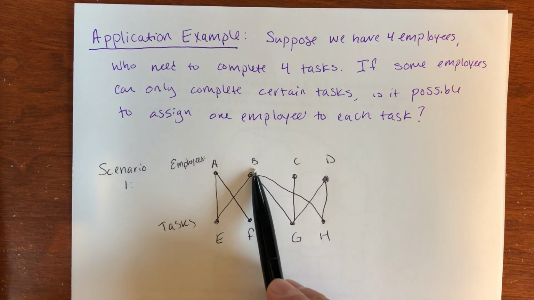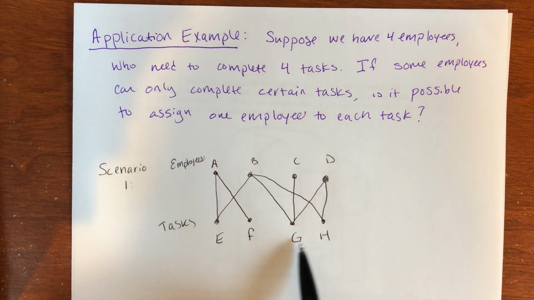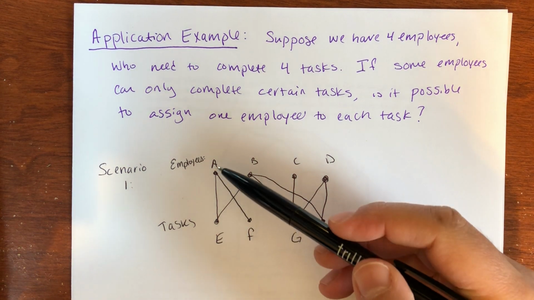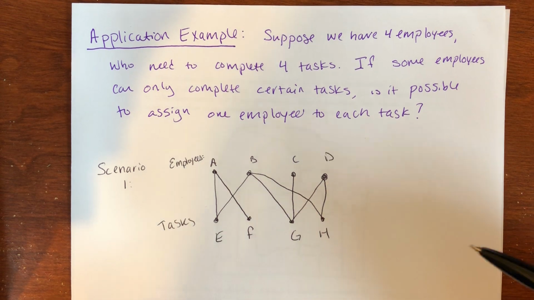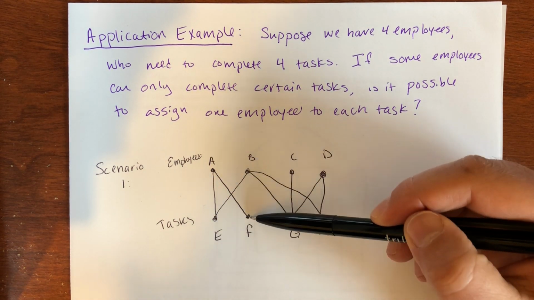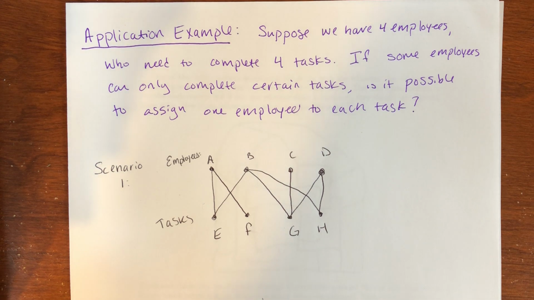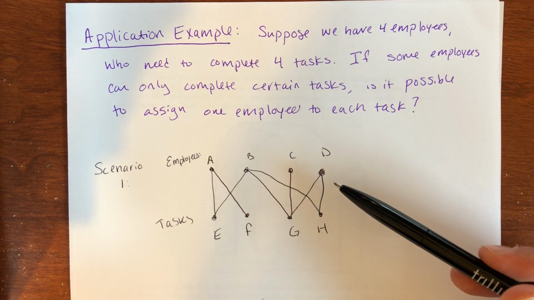So I have 4 employees, A, B, C, and D, and I have 4 tasks that need to be completed, E, F, G, and H. And I drew my graph in such a way that if there's an edge between an employee and a task, that means that employee is capable of doing that task, right? So employee A can complete task E or complete task F, but they don't know how to do tasks G and H, etc. So what would it look like to try to solve this problem using the graph?